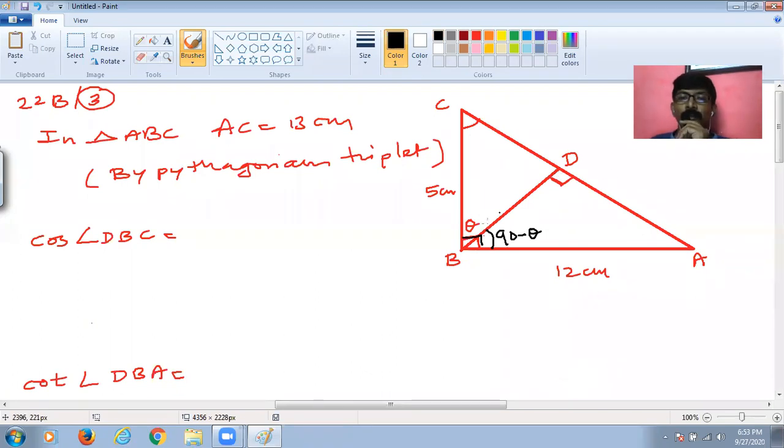If angle DBC is theta and this full angle is 90 degrees, then obviously what will be angle DBA? DBA would be 90 minus theta. I hope you understood this. Now understand one more thing, students. If we focus on triangle DBA, this is 90, this is 90 minus theta. So obviously this angle A will be theta degrees, because theta plus 90 minus theta plus 90 will make 180 degrees, isn't it?